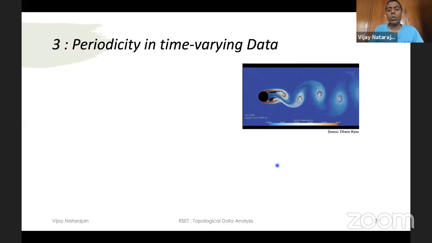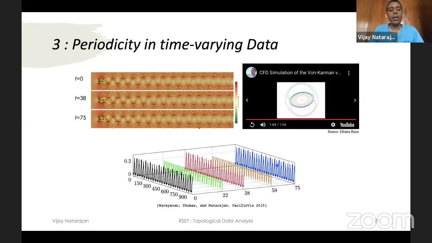We are able to use topology to find the periodicity in these vortices. So these vortices get shed at regular periods. We found the actual period using topological analysis. We found that it was 74 or 75, right? We also found that there was a half period when the vortices switched between clockwise and counterclockwise, right? So this was an interesting application of topology to time-varying fluid studies.